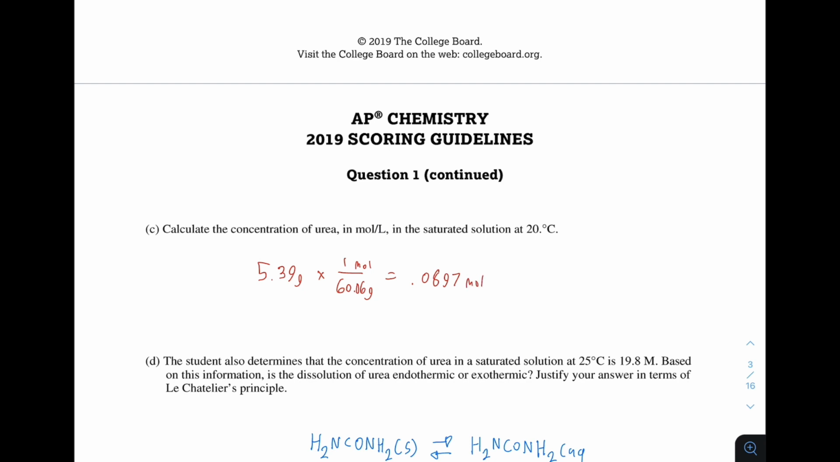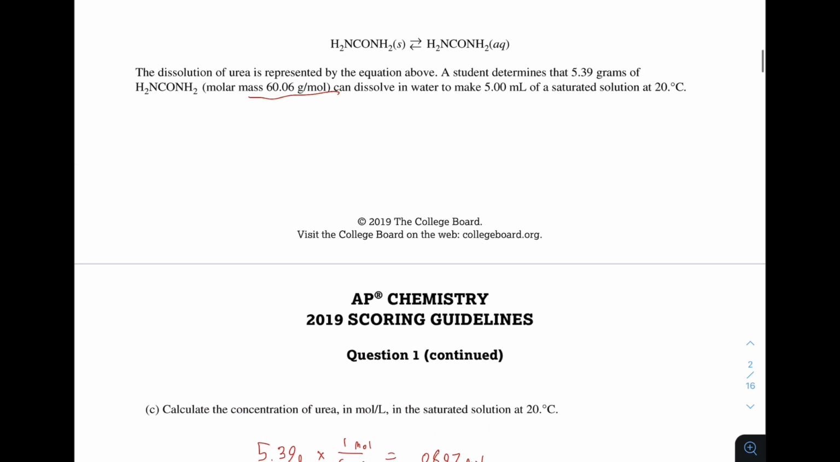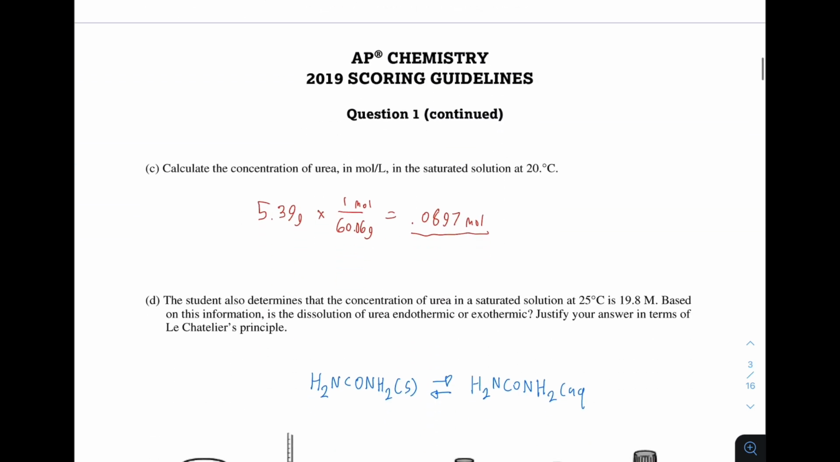0.0897 moles. However, we're asked for moles per liter. So the next step is dividing these moles by the amount of liquid we have, which is 5 milliliters. So 5 milliliters is equivalent to 0.005 liters. And if you divide that out, 0.0897 divided by 0.005 liters, you'll get 17.9, which is the concentration, so it is in molarity. And that is the answer to part C.